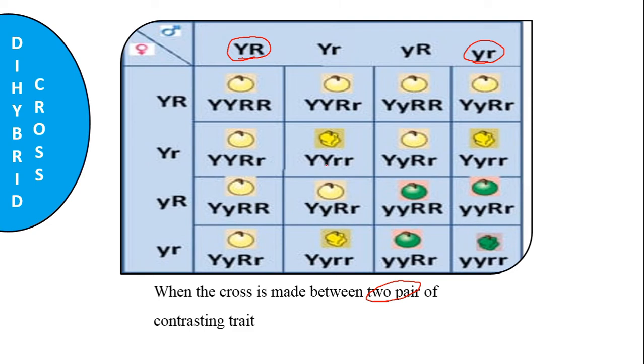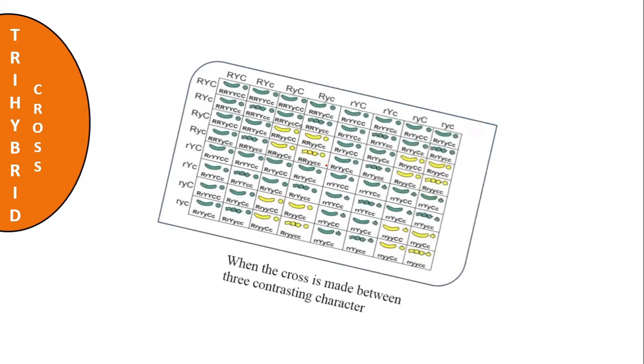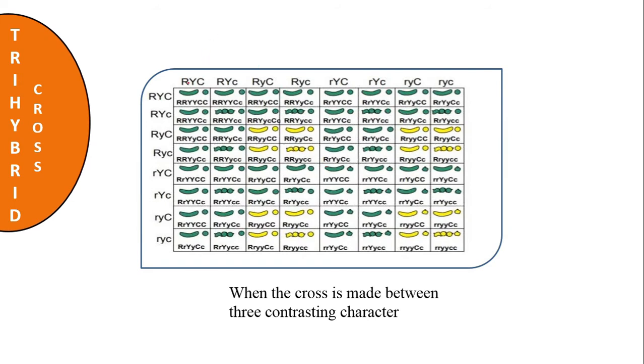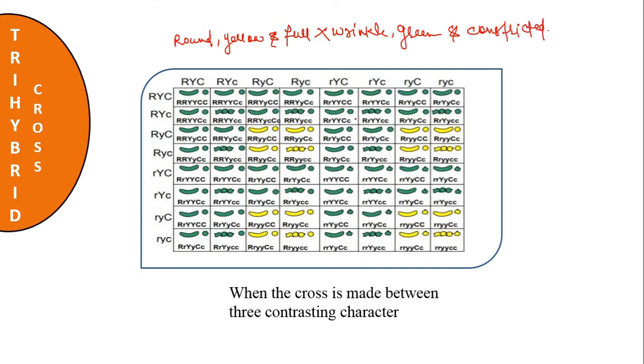In the same way, a trihybrid cross is done between three contrasting characters. As you can see here, a round, yellow and full seed is crossed with a wrinkled, green and constricted seed. So here it takes three traits for the cross, which is called a trihybrid cross.